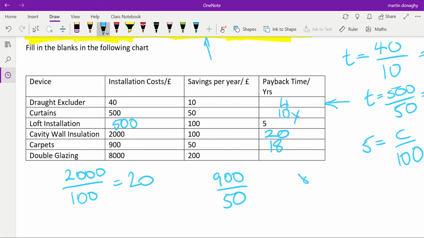Double glazing then costs a lot of money, £8,000. But it saves us £200 per year, gives us that the payback time will be 40 years.